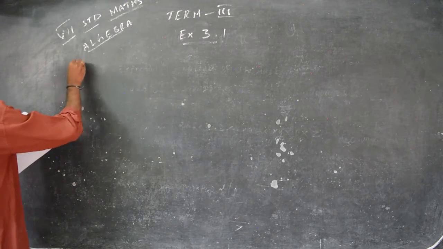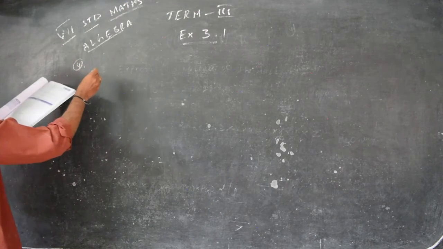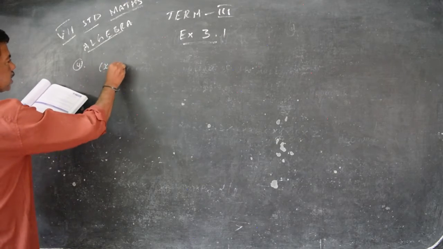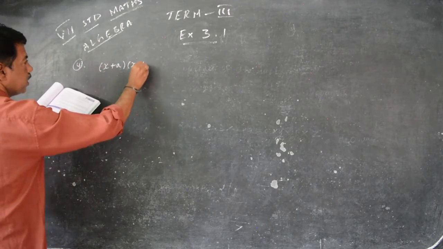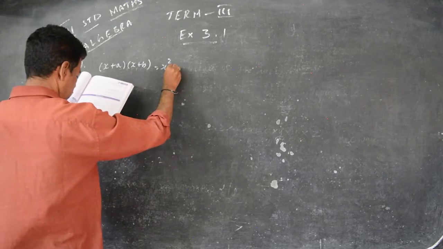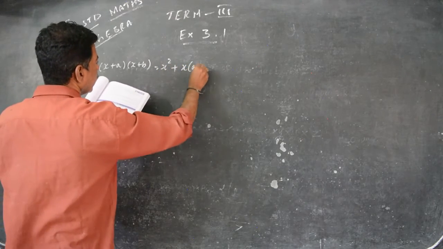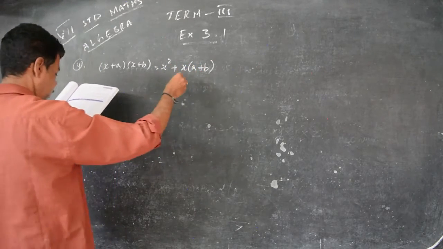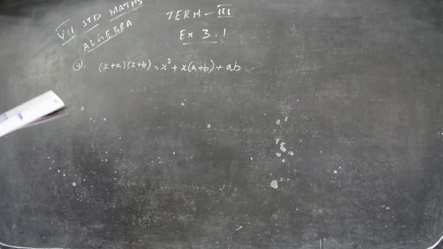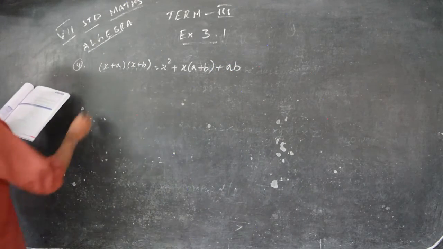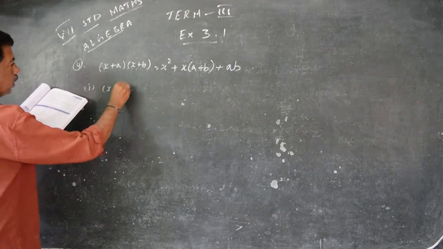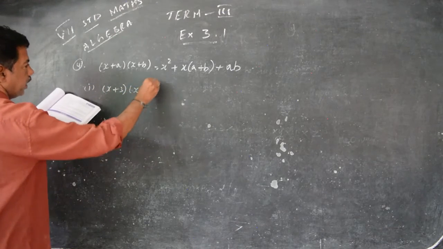So question number 4, using this: (x plus a)(x plus b) equals x square plus x into (a plus b) plus ab. So how can we split this? First, (x plus 3)(x plus 7).